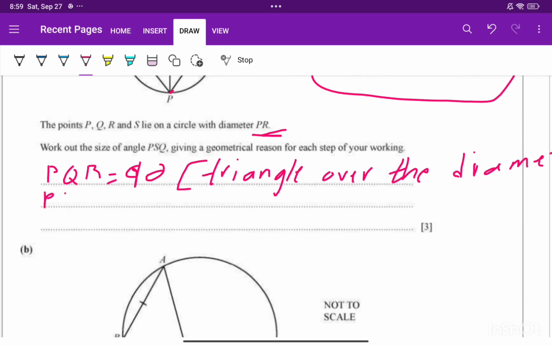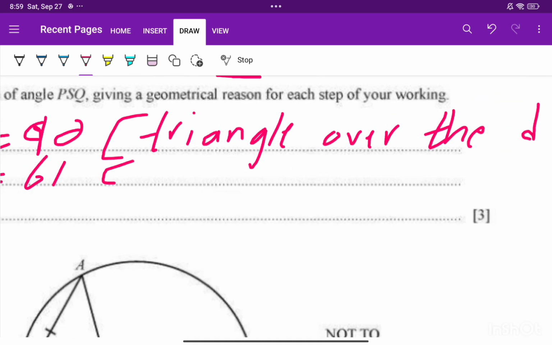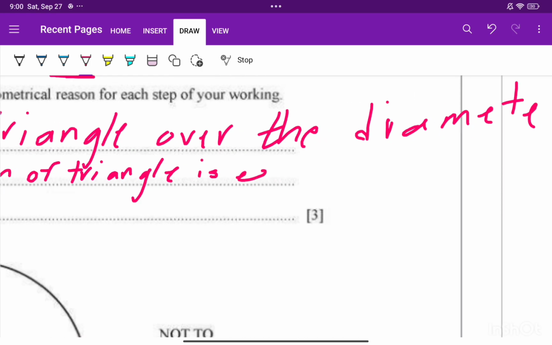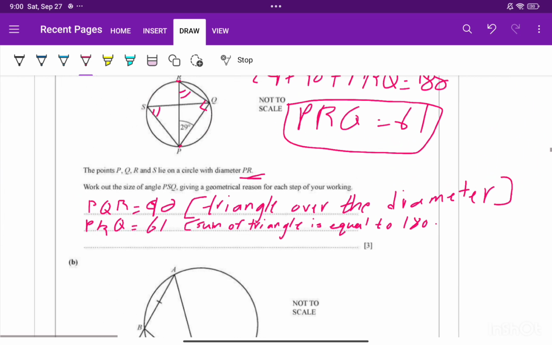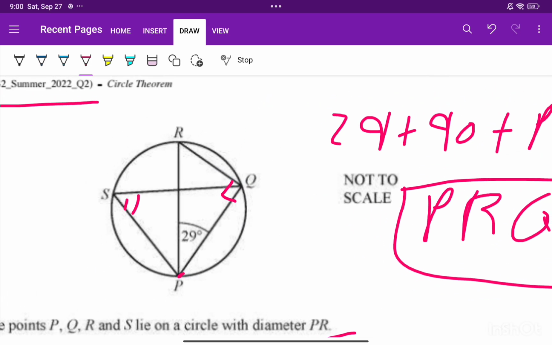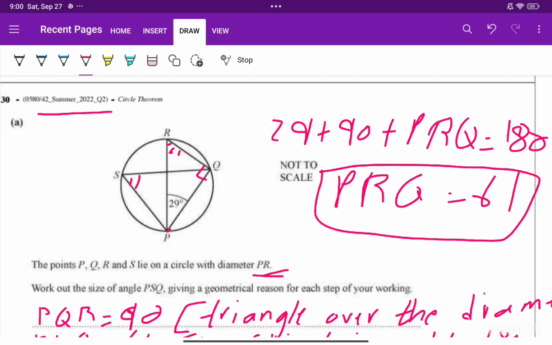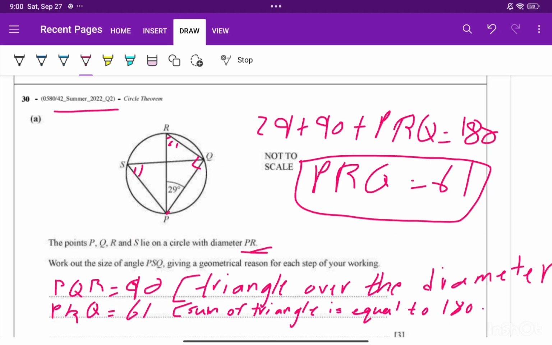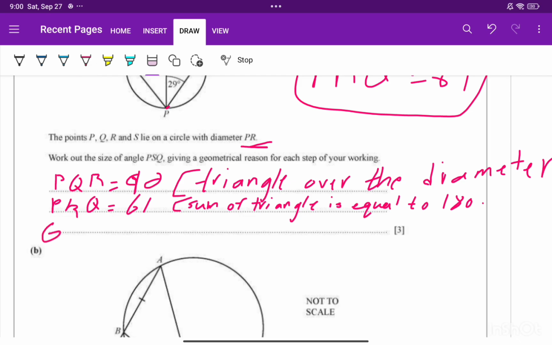So PRQ is equal to 61. The reason is the sum of angles in a triangle is equal to 180 degrees. Okay, this is 61. PSQ will also be 61. The reason is that it's a triangle in the same segment.